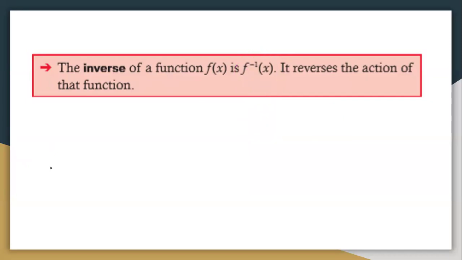Now, in your own words, can someone raise up and tell us what can we write about an inverse of a function? What have you so far understood by an inverse of a function? What are you going to write in your book? Because now I want you to make some notes about inverse of a function. Okay, start with Martha.